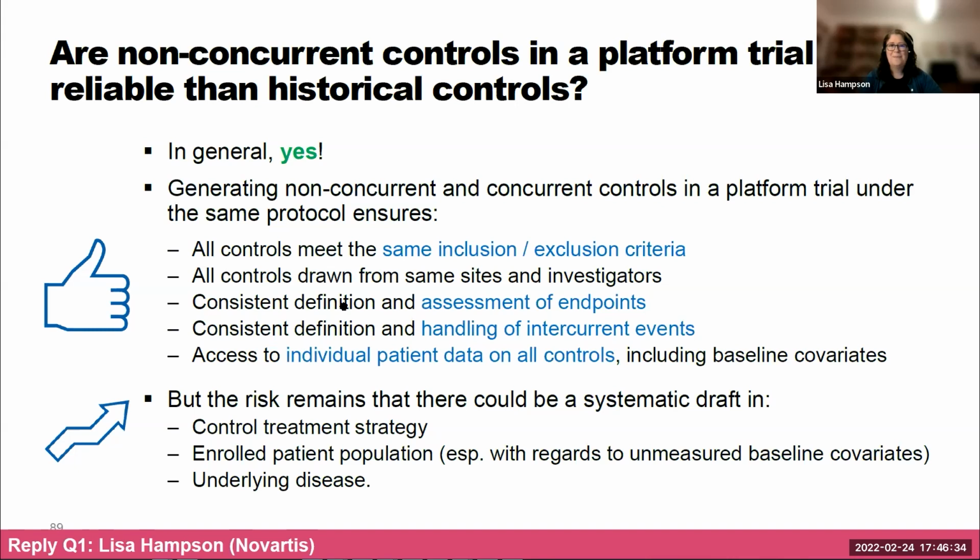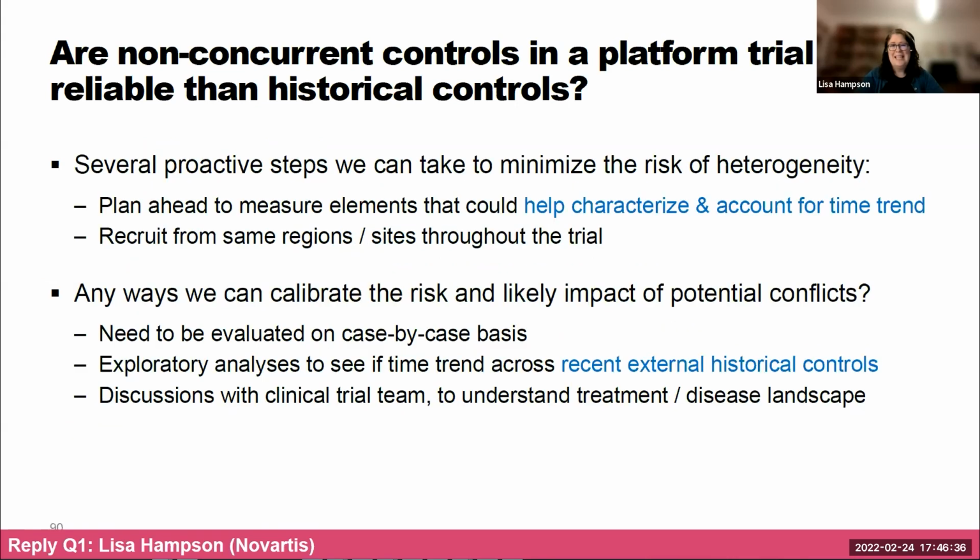Next slide. So I guess we might ask ourselves, are there any proactive steps we can take to really minimize the potential impacts of time trends? And I think one approach could be to try and plan ahead as far as possible to capture elements or data that may help us characterize or model out in the future a potential time trend. So all potential key prognostic factors. And as far as is feasible, recruit from the same centers and regions throughout the trial.